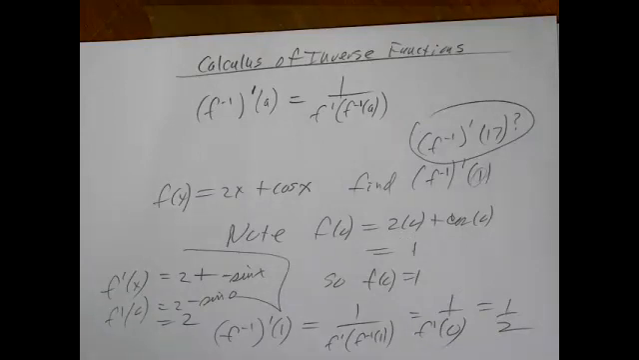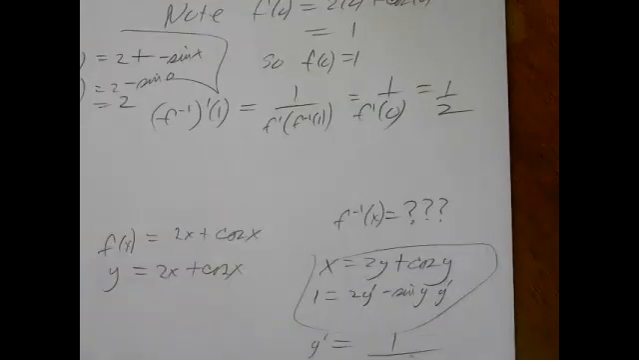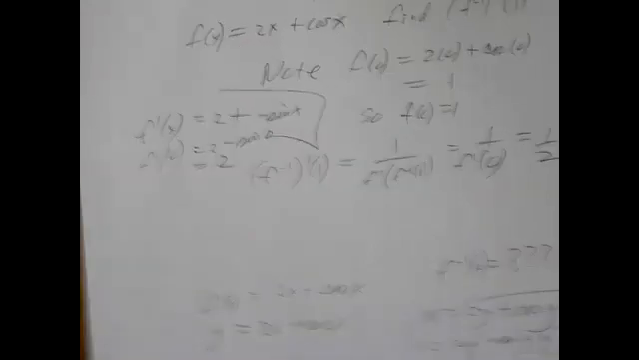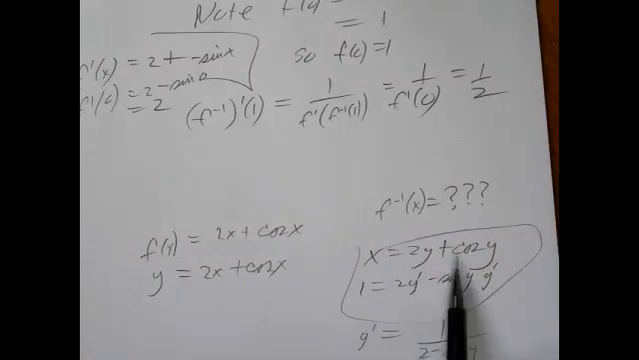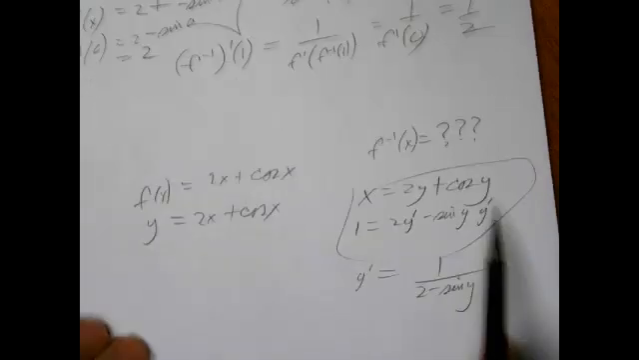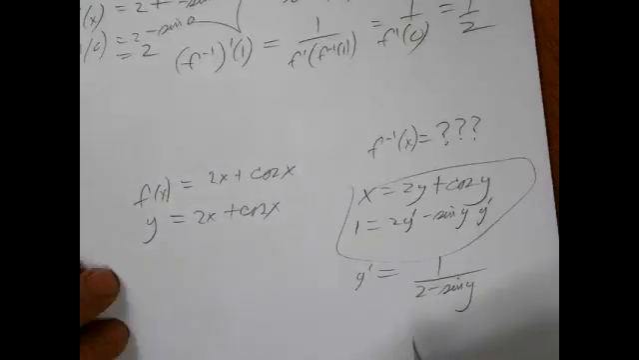Another possibility, just to offer another option: I'm going to go back to some stuff I did before. If your original function was 2x plus cosine of x, and you exchange x and y, you can then implicitly find a derivative here. The derivative of x is 1. The derivative of 2y is 2y prime. The derivative of cosine y is minus sine y times y prime by the chain rule. You can factor out a y prime and divide.